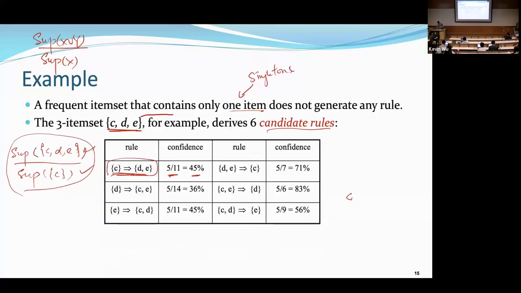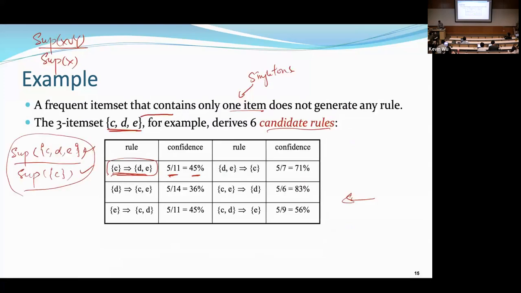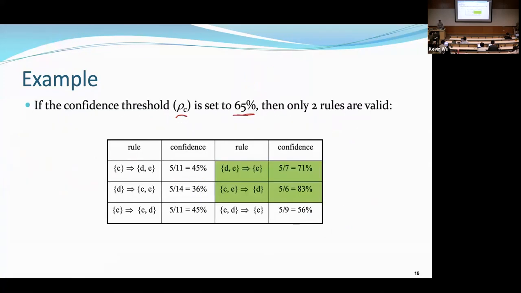Now, coming back to our example here. For example, if we set the confidence threshold to be 65%, then if you look at all these 6 rules, we find that this rule and this rule, these 2, satisfy the confidence requirement. But for the other 4 rules, the confidence is not strong enough. And so among the 6 rules, only these 2 rules are valid and should be reported, should be collected. The other 4 rules should be discarded.